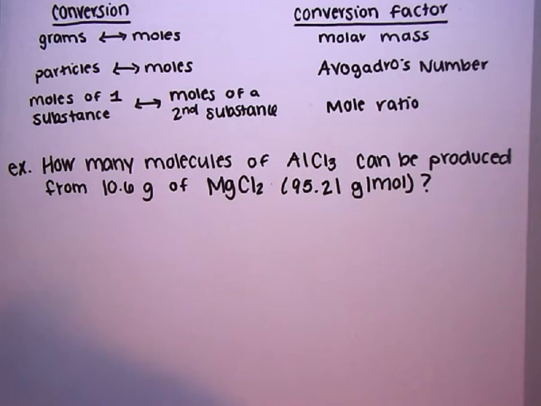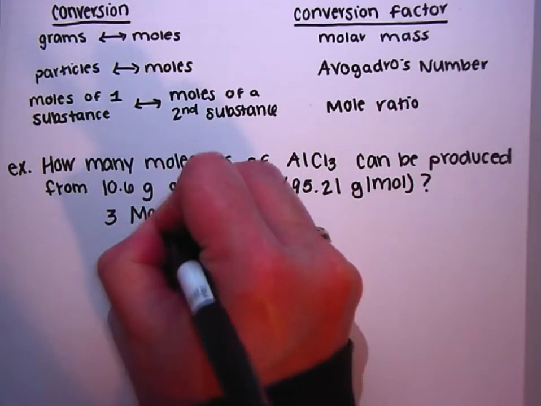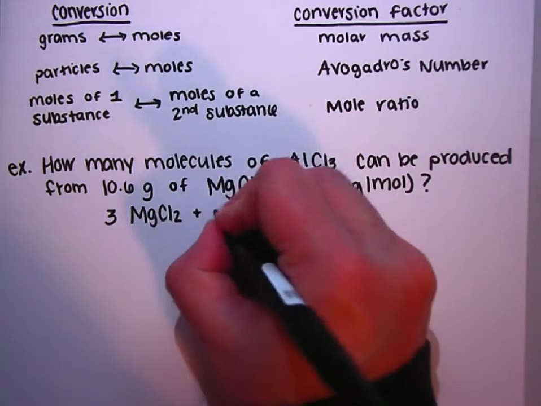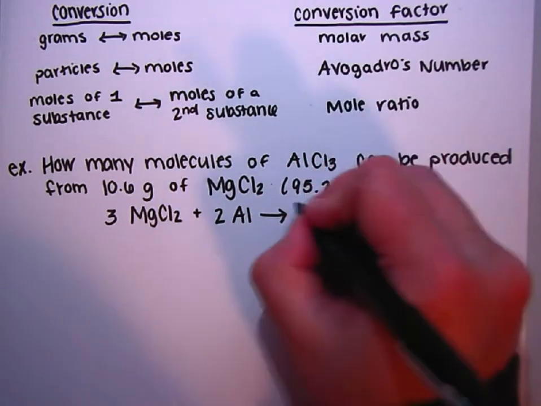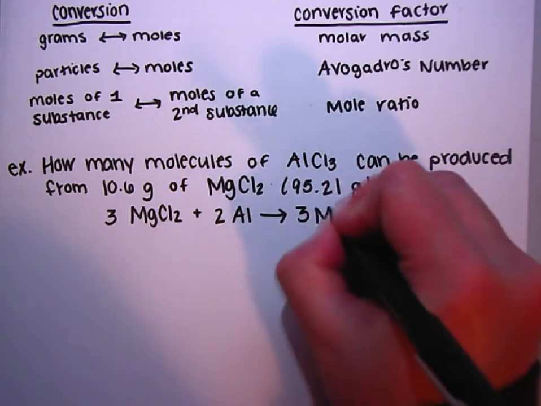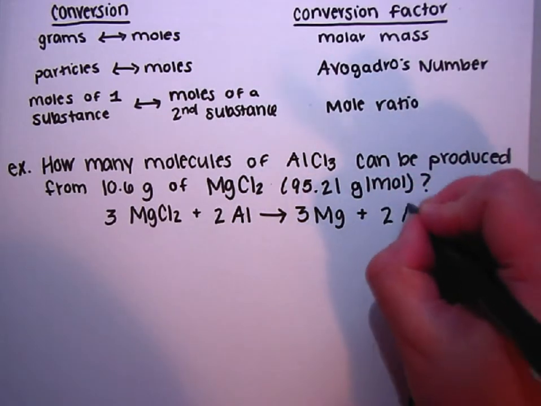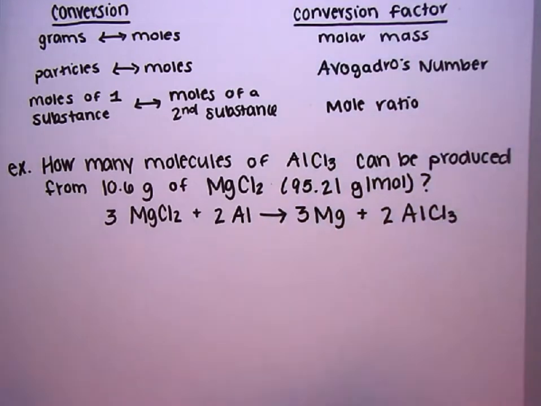And then we need a balanced reaction. 3 moles of magnesium chloride plus 2 moles of aluminum yields 3 moles of magnesium plus 2 moles of aluminum chloride. The balanced reaction will be given to you, so everything in the question in black would be given to you.